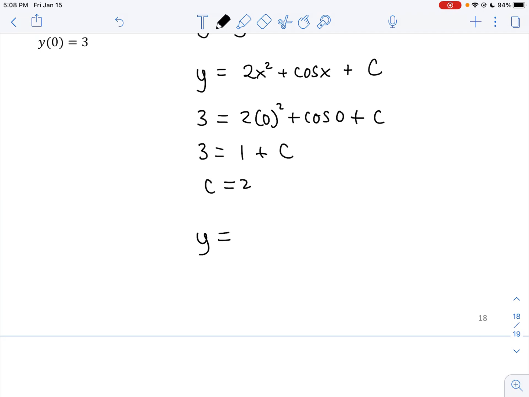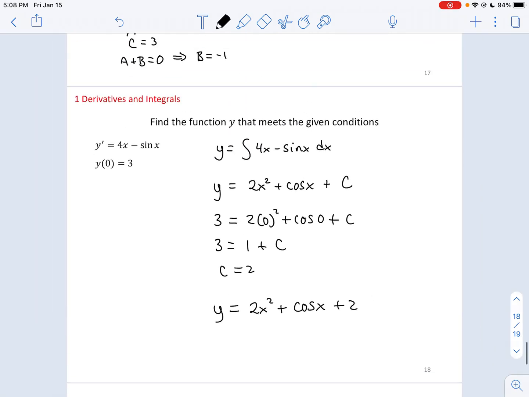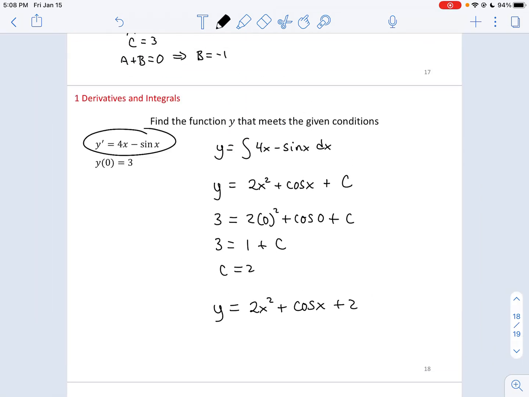So the specific function we're looking for is 2x squared plus cosine of x plus 2. This is the function whose derivative is 4x minus sine x, and that passes through the point 0, 3. And that wraps up our review.